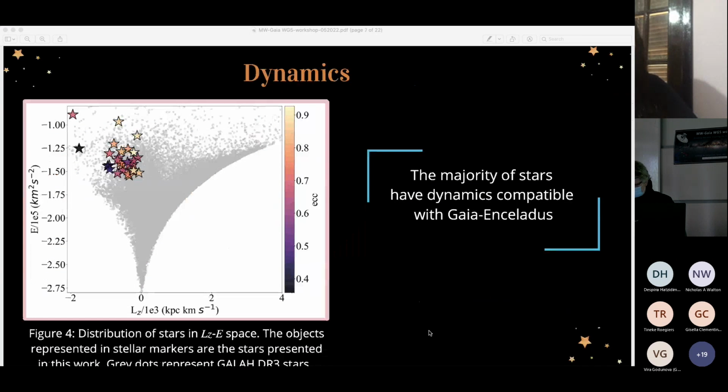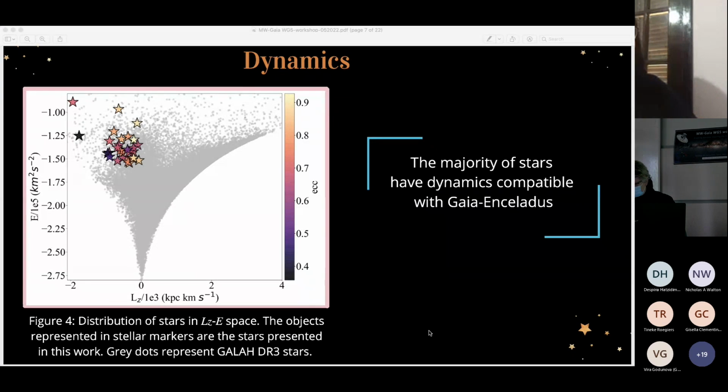So basically, when we're working with accreted star candidates, it's very, very hard to differentiate the different progenitors. So it's very hard to attribute one star to a different progenitor. But we do have works in the literature that try to put the different building blocks of the Milky Way in the angular momentum-energy space. So here in figure 4, I show you our results in terms of the angular momentum and energy.